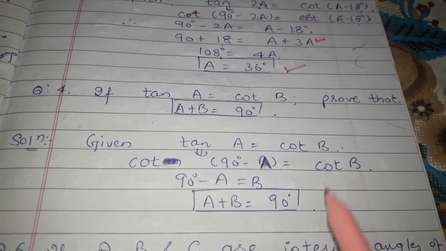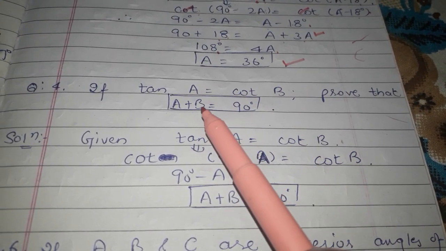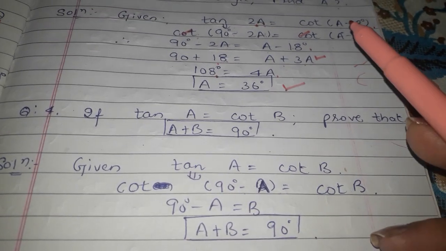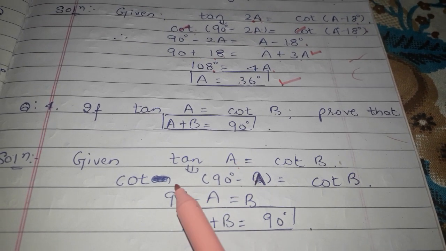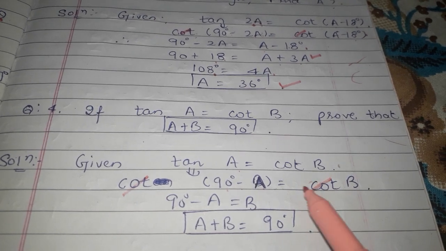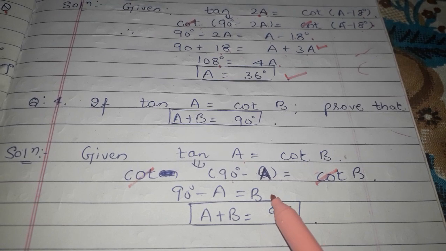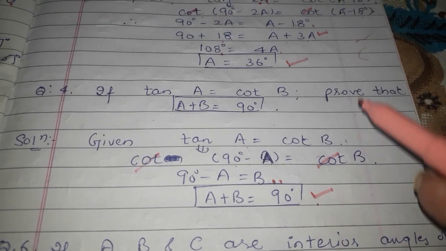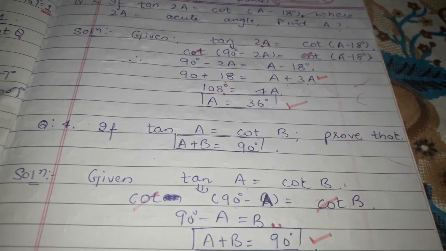Now question 4th is, if tan A is equal to cot B, we have to prove A plus B is equal to 90 degree. We will move on the same line as in this question. I will write tan A as cot 90 degree minus A is equal to cot B. Cot will get cancelled out. 90 degree minus A is equal to B. On moving to the right hand side, A will get positive sign. A plus B is equal to 90 degree, and hence proved. Okay.